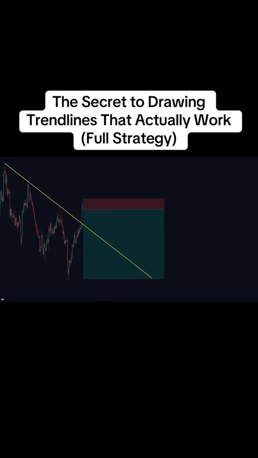This strategy works incredibly well because it trades with the trend, uses liquidity traps, combines multiple confirmations, and gives you high risk to reward setups. Even if a few trades hit stop loss, your winning trades can make up for it easily. This is one of the most reliable ways to trade using trend lines.